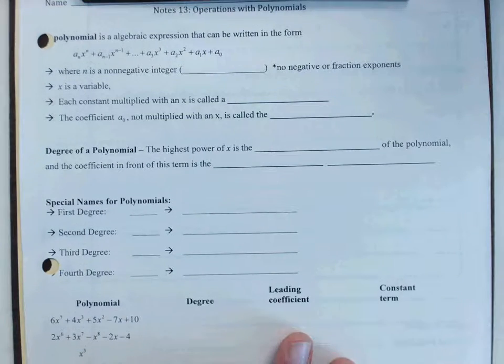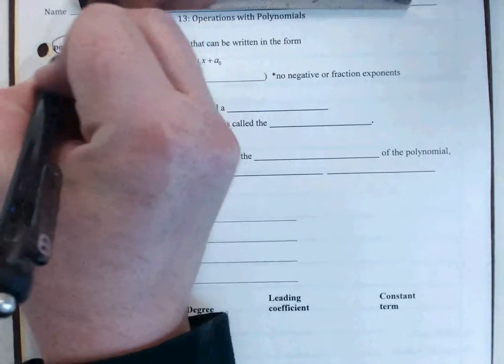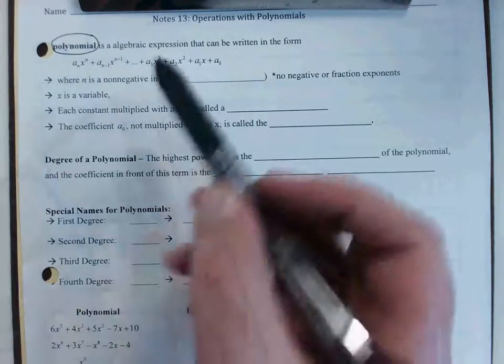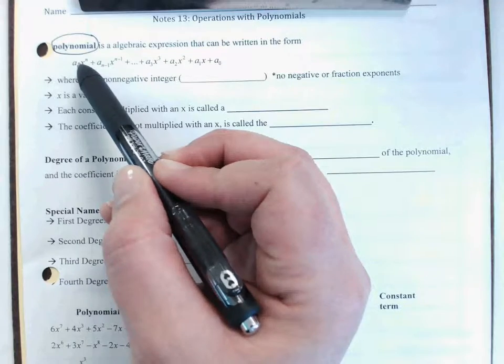This looks scary, but it's not. You've done all this before. Okay, so a polynomial, that's this word right here. We've already used that word in class, but it's an algebraic expression where you can write it in this form. So a to the n is the number in the front.